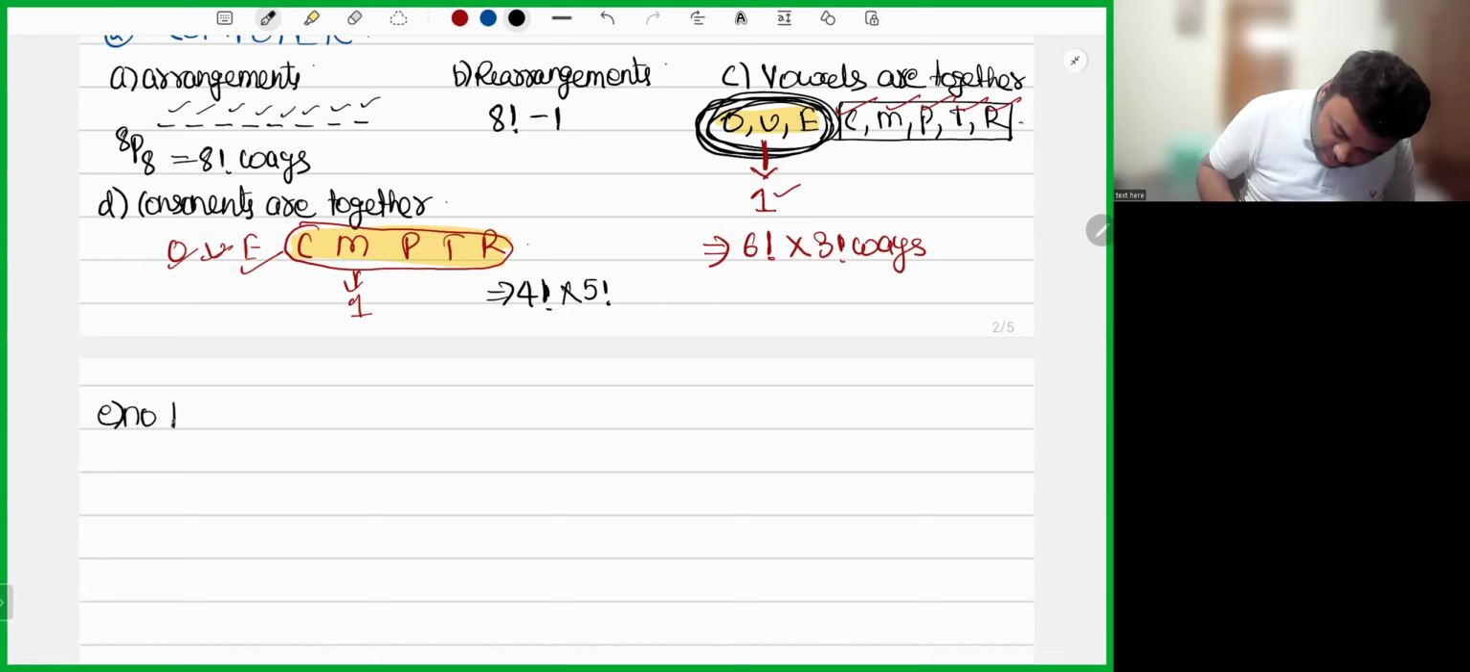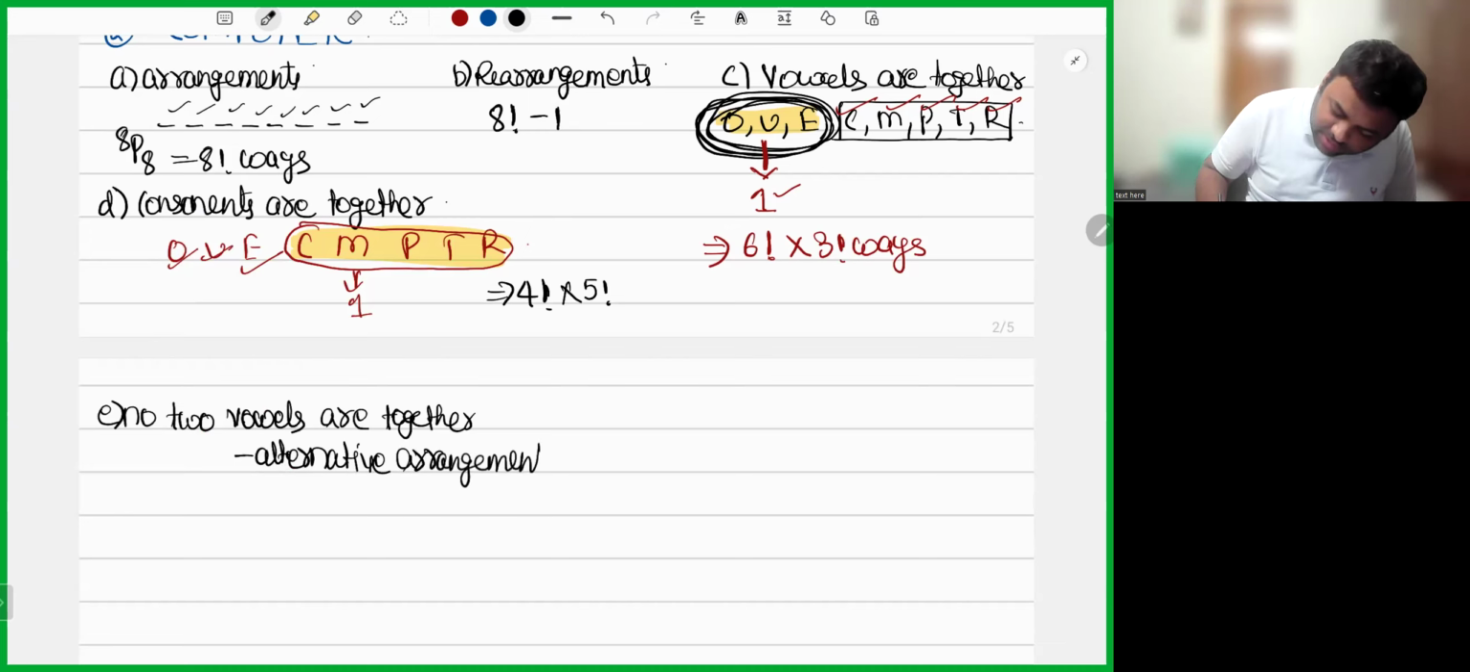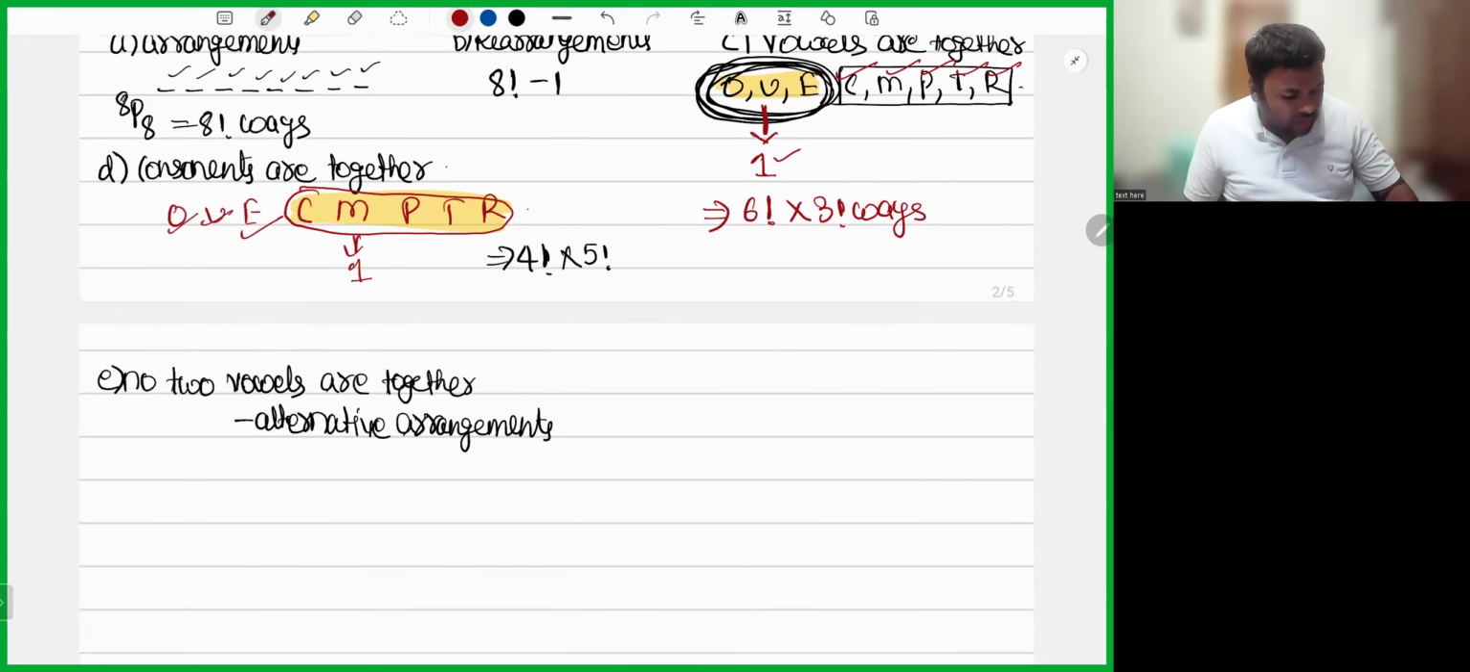Okay. Next. Point number E. No 2 vowels are together. No 2 vowels are together. Now, when he's telling no 2 things are together, you'll do alternative arrangements. Now, what do you mean by alternative arrangements? He's telling no 2 vowels are together. I hope you remember in your childhood when they used to say no 2 boys are together. What they used to do? All the girls, they used to make them sit alternatively, right? Same way here also. No 2 vowels are together.